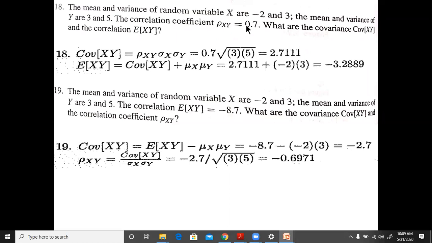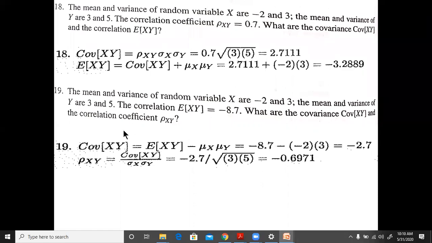This value is given to us as 0.5. This value is root of 3 and root of 5. So therefore, root of 15 in total, and that will give us 2.7111. Then we can write the correlation E of xy is equal to covariance of xy plus mu x mu y. So covariance we have found out from here, and mu x mu y is -2 into 3, and that will give us this. So therefore, it will be -3.2889.